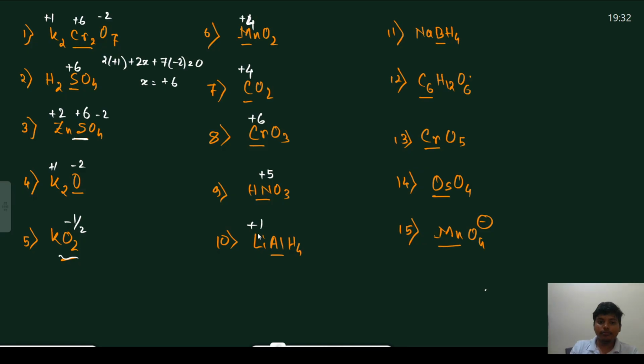Okay, let's see. So lithium +1 and hydrogen -1. Yes or no? Aluminum is a metal, hydrogen attached to the metal. So 1 plus x minus 4 equal to 0. So x is equal to +3, not -3, +3. This is known as lithium aluminum hydride, where hydrogen acts as H minus. Next here, +5. Again same thing. Here also +3. Lithium aluminum hydride, sodium borohydride, same only.